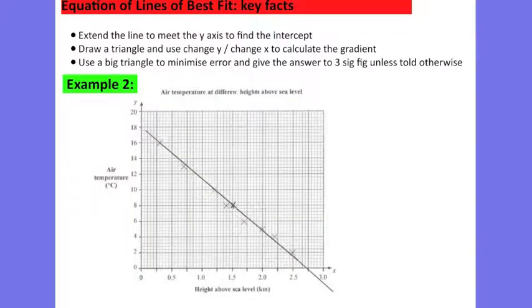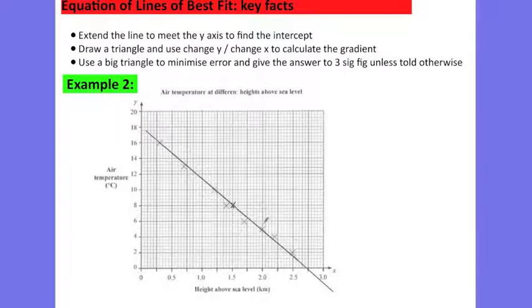Equation of a line of best fit. In this case, you must extend the line, if not done so already, so that it meets the y-axis to find the intercept. We're then looking at calculating the gradient. Using a triangle will help you in this case. The bigger the triangle, the better. It minimizes the error, and always give your answer to 3 significant figures unless told otherwise.